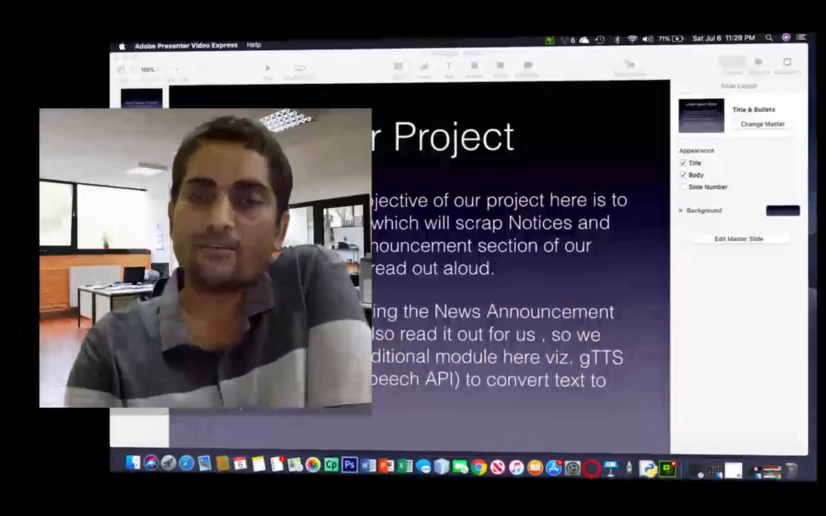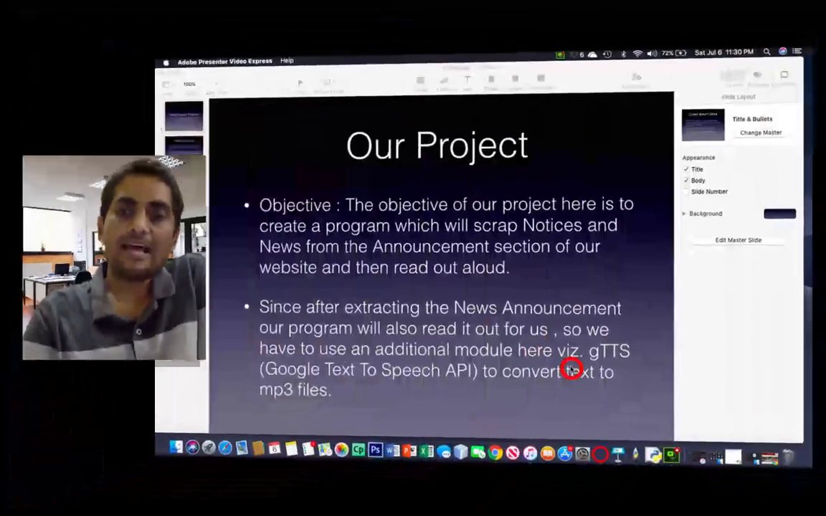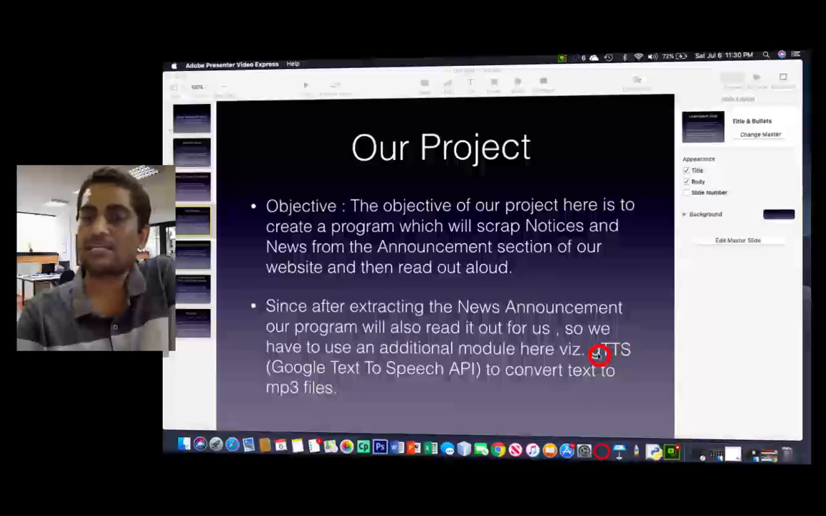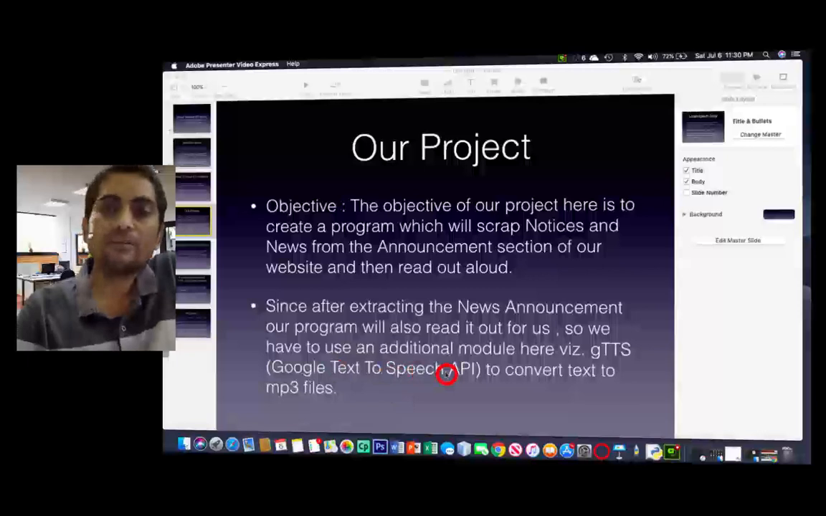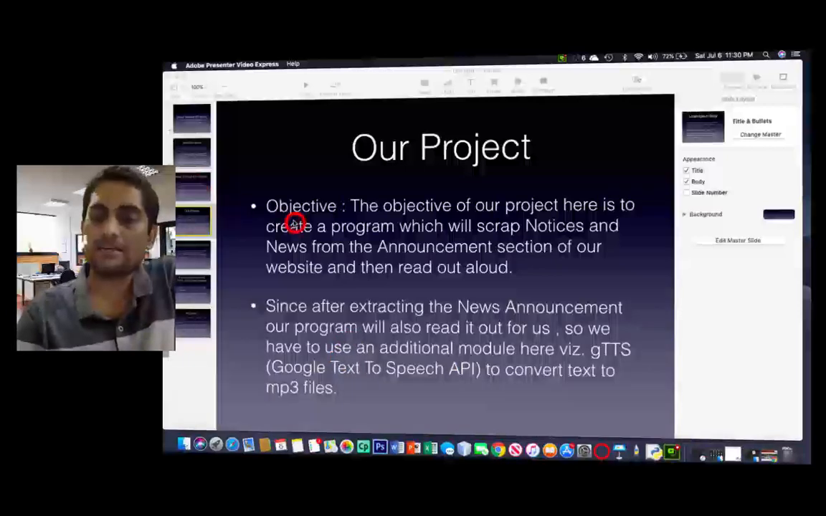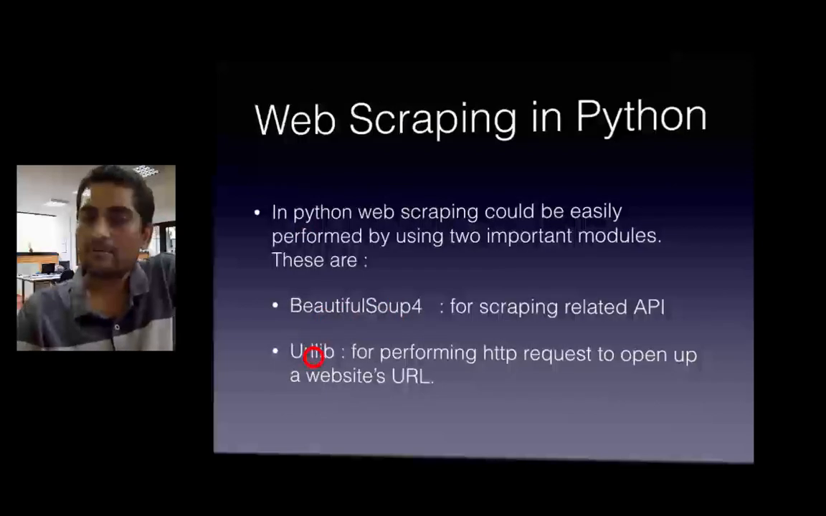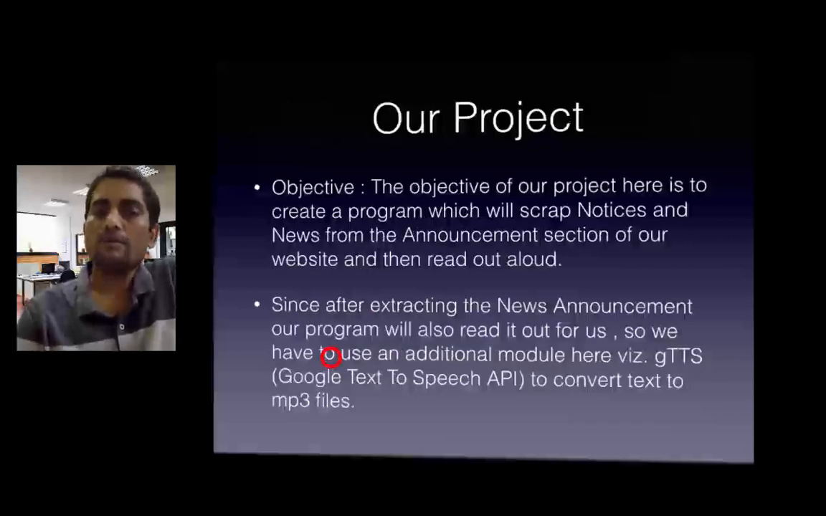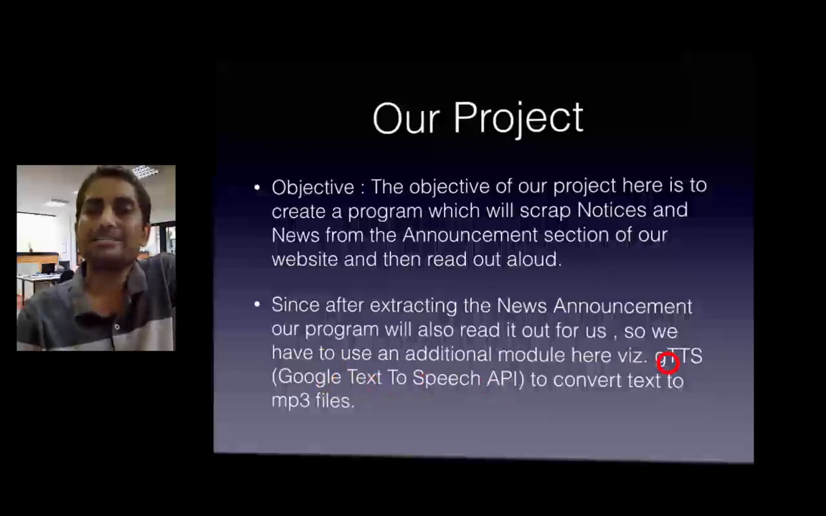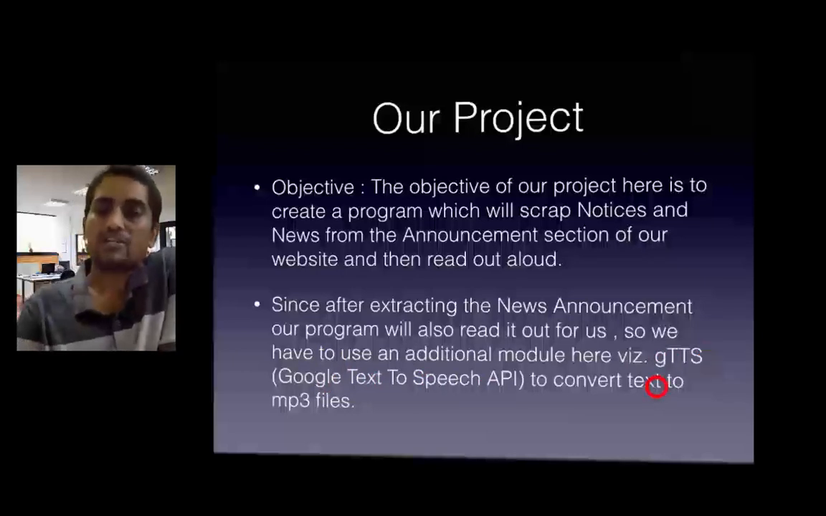Since the news extracted in our program will be read out by the program, we require one important module to convert our text into speech. Thanks to Google, we have this module, which is known as gTTS. This module is the Google Text to Speech API, which converts text into speech. We will also use this module along with the other two modules that we discussed earlier, Beautiful Soup and urllib. Along with Beautiful Soup and urllib, we will be using the Google Text to Speech API, or gTTS module, to convert our text into MP3 files.